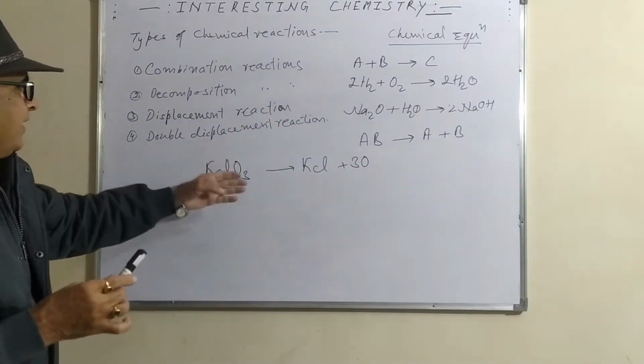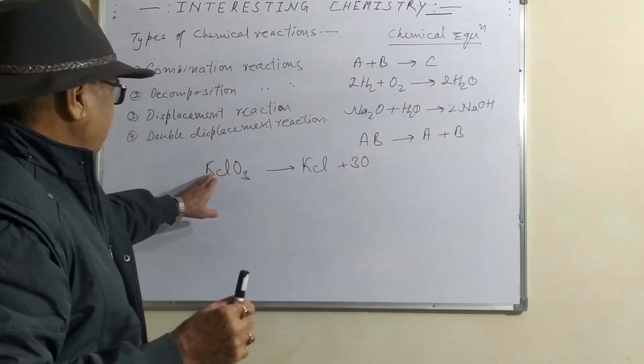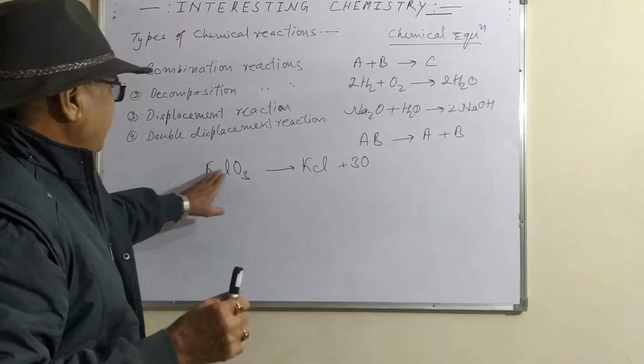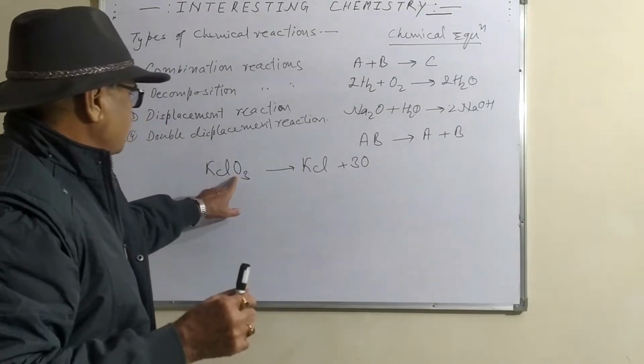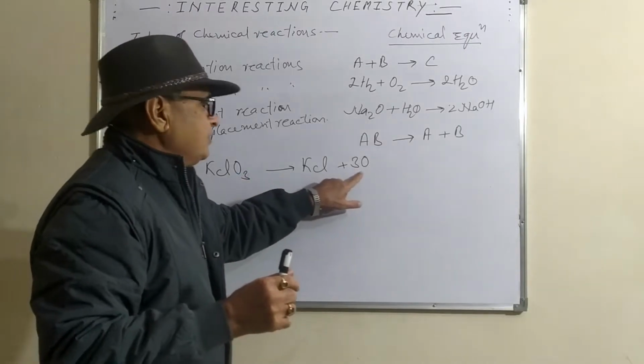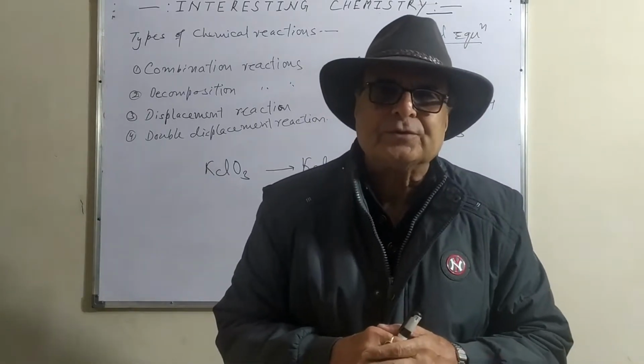Now how will you balance the equation? Here the atom of potassium is 1 and potassium 1, Cl 1, and oxygen, there are 3 oxygen and there are 3 oxygen. So it is a balanced equation.